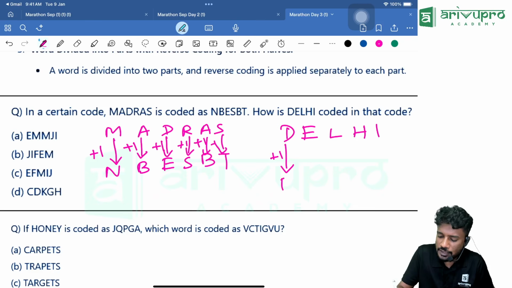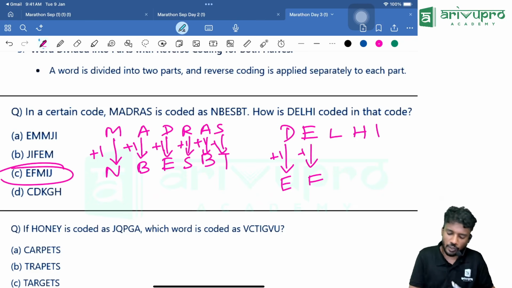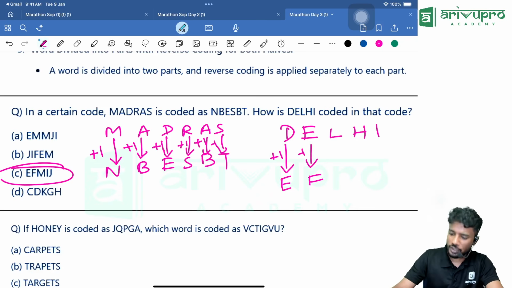D plus 1 is E. E plus 1 is F. From that, answer is what? Option C is your answer.